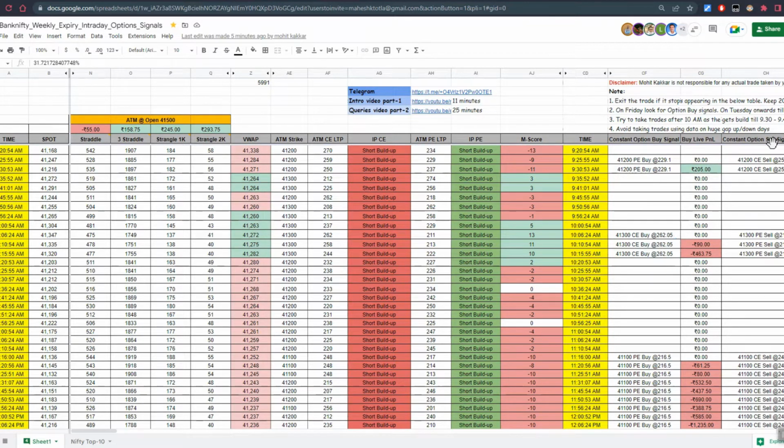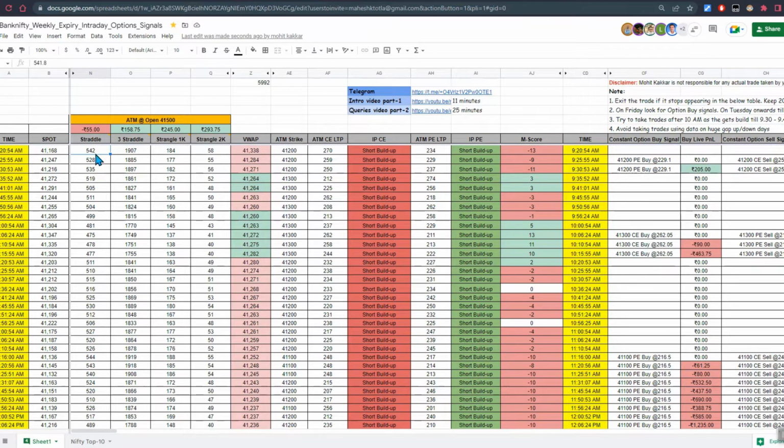Either there will be a good trending day and you will get a directional play in a single call buy or put buy scalps, or if it's not a trending day and it's a sideways day, you will see here. So for example, let's just pick one straddle.